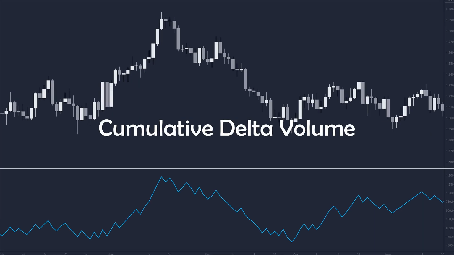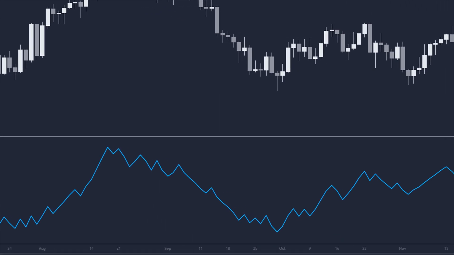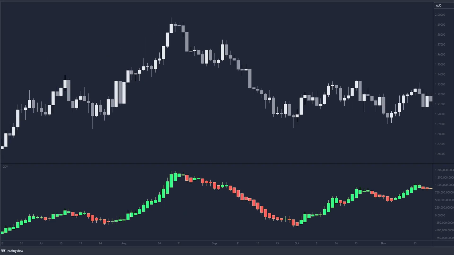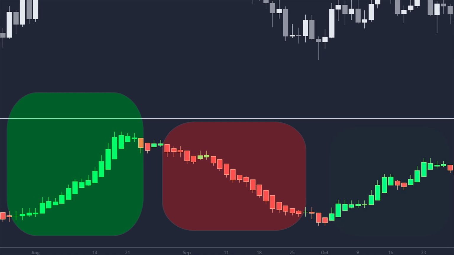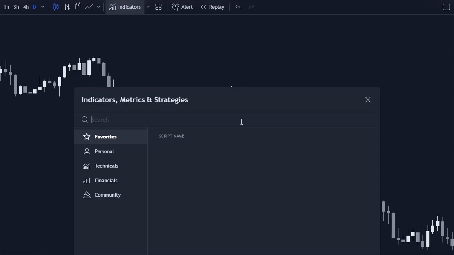On the other hand, the cumulative delta volume indicator measures the difference between cumulative buying and selling volume, and with candlestick mode, we can see when buyers are absorbing selling or vice versa. This gives us a clue as to who is dominating the market in those key areas. Now let's configure both indicators.